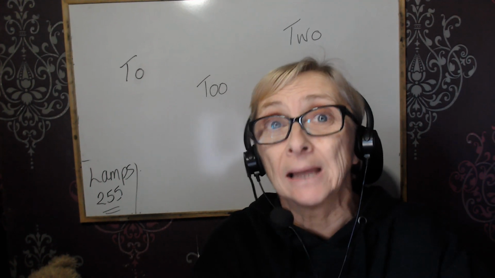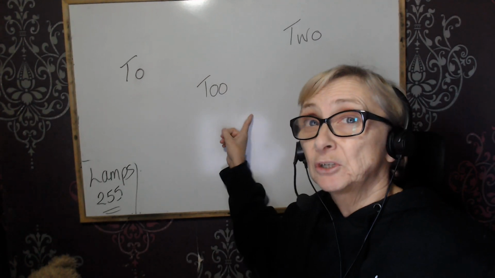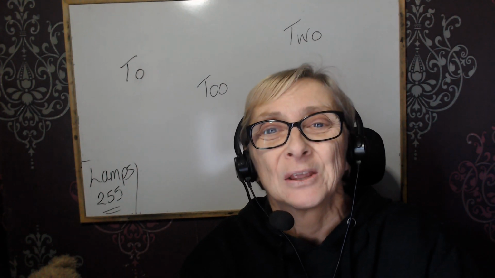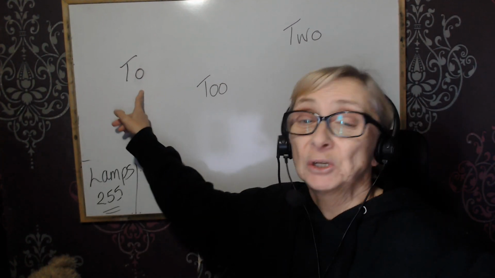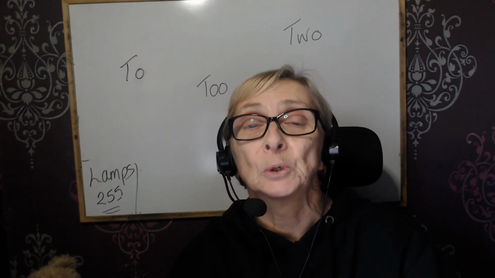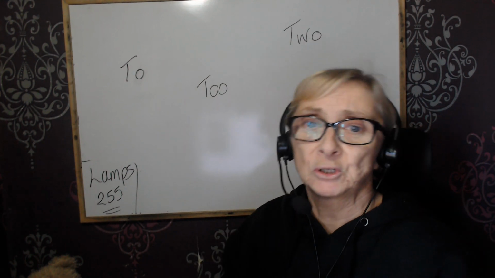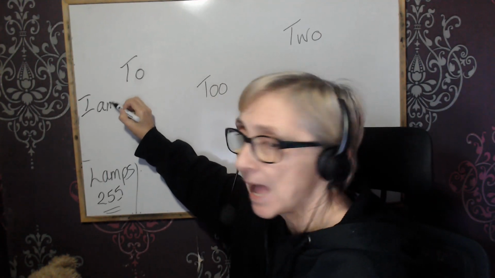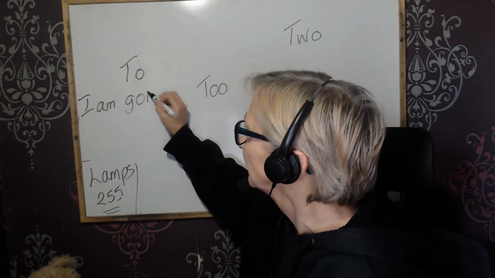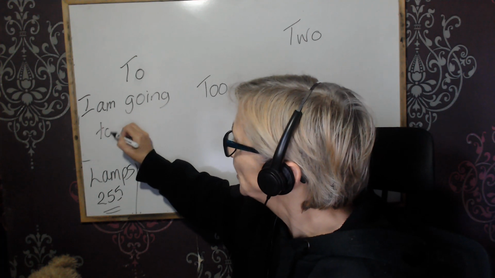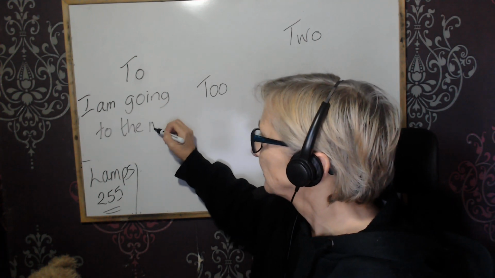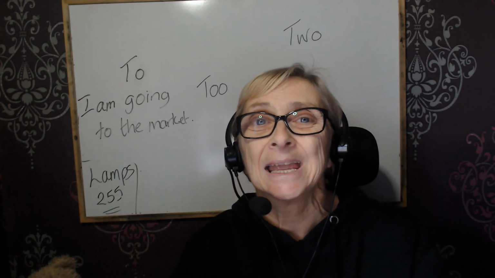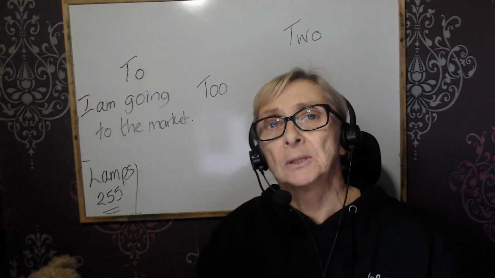Today we're looking at to, too and two. Those are homophones. The first one, to. This is used to show motion, actions. So if you want to write a sentence: I am going to the market.